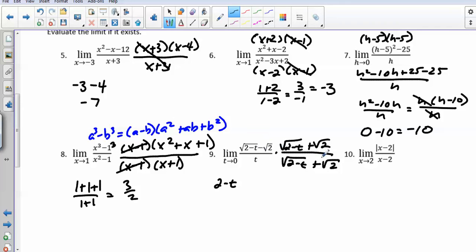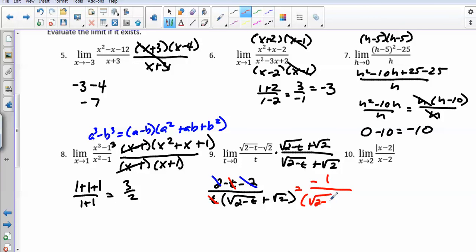And now I have negative root 2 times root 2, which gives me minus 2. In the denominator, you want to leave this factor, so leave the t out. And then we have square root 2 minus t plus square root 2. So on the numerator, the 2 and the minus 2 cancel out, leaving you just negative t. And now you can cancel out negative t divided by t is negative 1. So now I have negative 1 over square root 2 minus t plus square root 2.